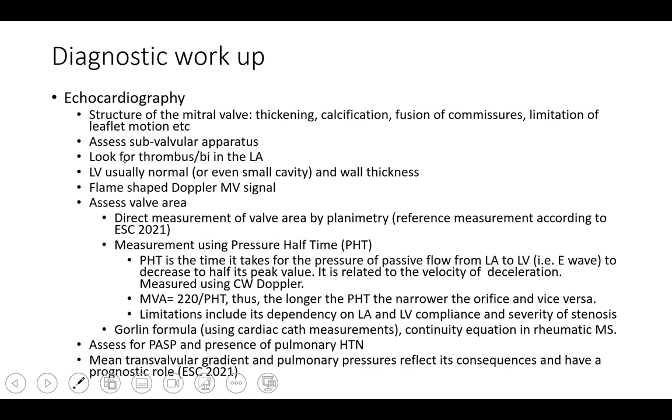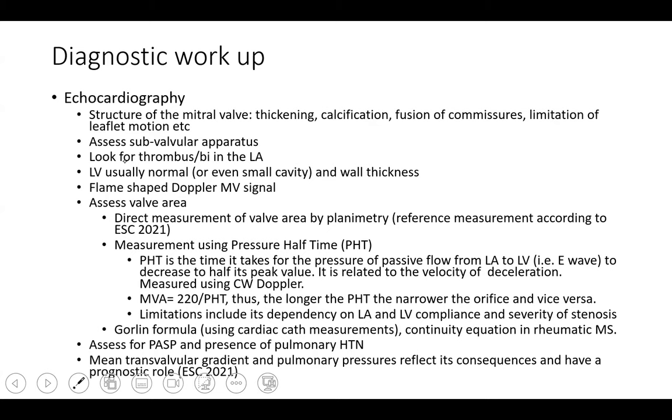echocardiography, we could see the structure of the mitral valve, right? The thickening we talked about, any calcification, fusion of commissures, how the leaflet isn't moving as it should. We can assess the subvalvular apparatus, the chordae and the papillary muscles. We should look for thrombus in the left atrium. And the left ventricle is usually normal sized, with normal wall, if not even small. And if we put a Doppler, we see that flame-shaped Doppler mitral valve signal.